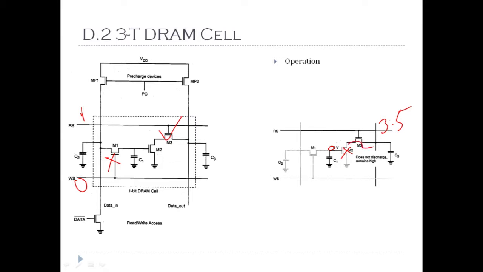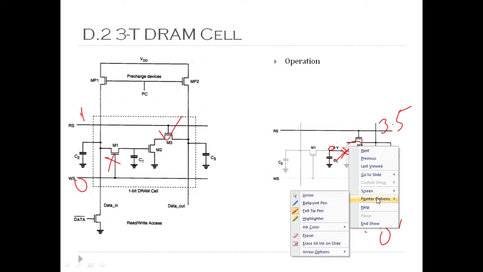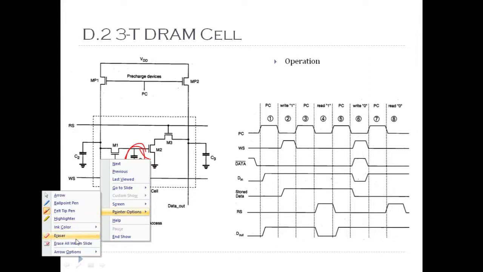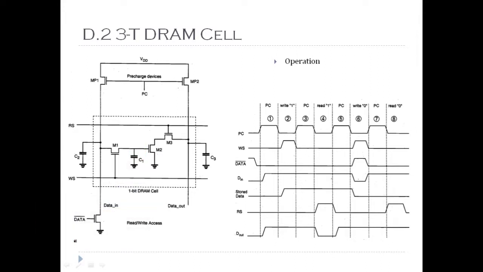But now it does not have any path to discharge, because M2 is off. So it retains its value, that is, it retains logic 1. Now its read circuitry, like we have said, reads it in the complement form, so it is interpreted as logic 0. So this is how read 0 is performed. So that's about the 3T DRAM cell. Now one thing we have to recollect again, I want to reiterate, is that C1 here is a junction capacitor of M2. It is a parasitic capacitance and it is not explicitly fabricated. That's something we have to remember.